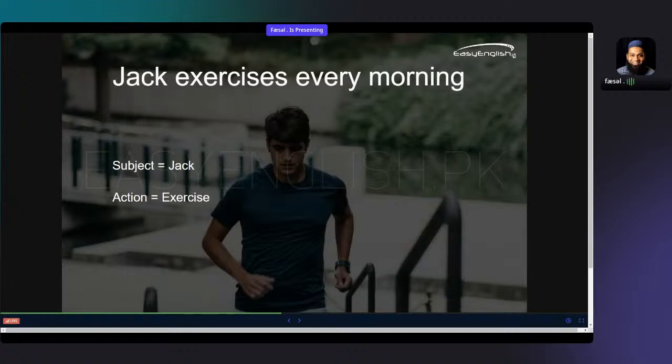Jack exercises every morning. Now, in this example, what am I talking about? Who am I talking about? I'm talking about Jack. And exercises every morning. Exercises. Look at this verb. Now, this is an action. In this example, I am using an action verb. Jack exercises. Now, I'm talking about Jack and telling you what he does. Exercises every morning. So exercises is a verb. But what's the subject? Jack is the subject because the sentence is about Jack.